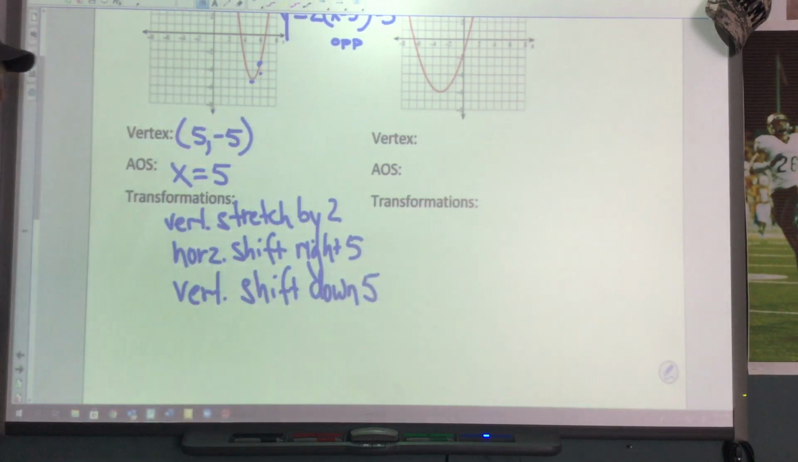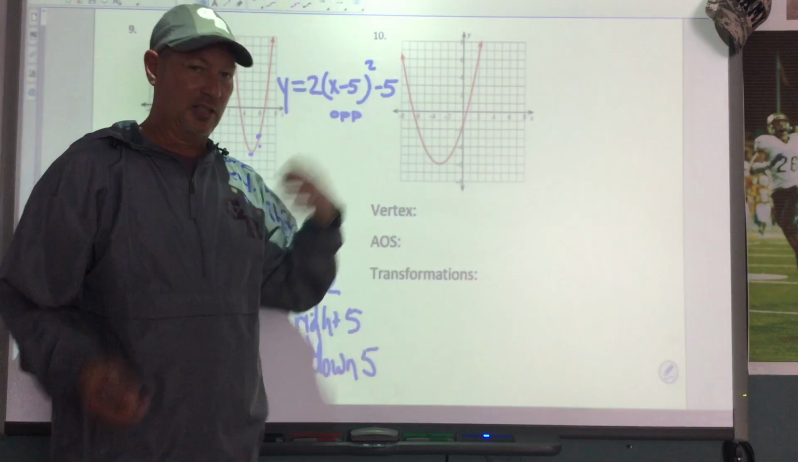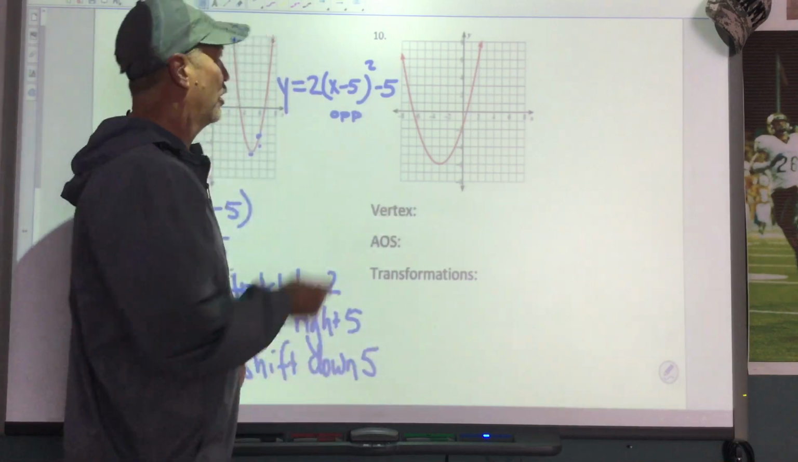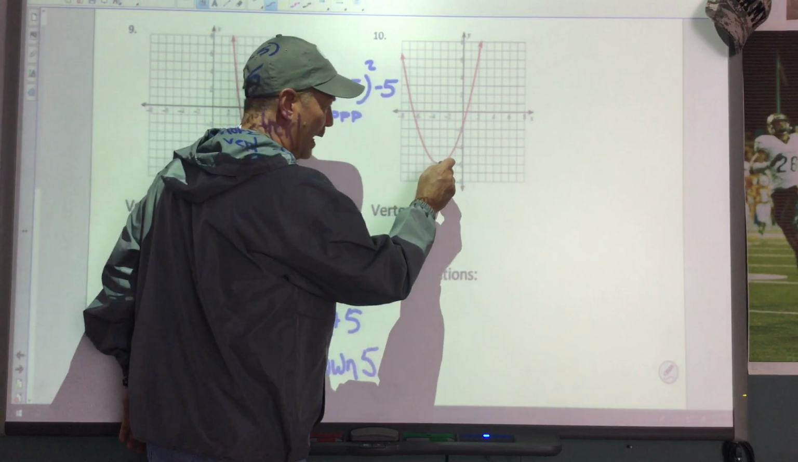Down 5. Okay? That's how you do that. Let's try this next problem. Let's try number 10, because the tricky part is writing the equation. Okay? So let's determine where my vertex is. My vertex is right here.